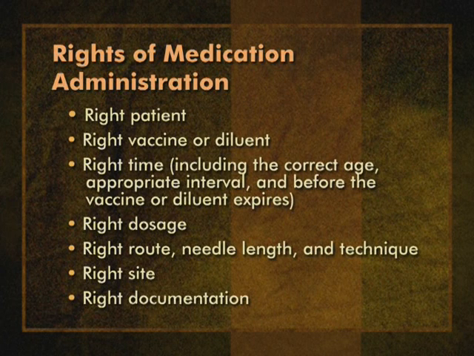The rights of medication administration should be applied to each encounter when vaccines are administered. These rights include the right patient, the right vaccine or diluent, the right time, which includes administering at the correct age, the appropriate interval, and before the vaccine or diluent expires, the right dosage, the right route, needle length, and technique, the right site, and the right documentation. Deviation from the recommended route could reduce vaccine efficacy or increase local reactions. So let's talk about route, needle length, technique, and site.